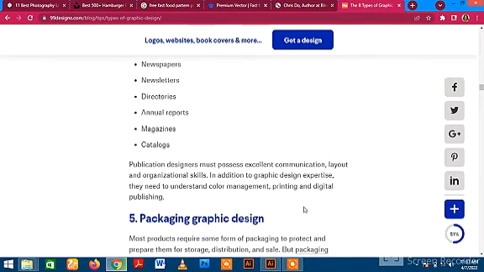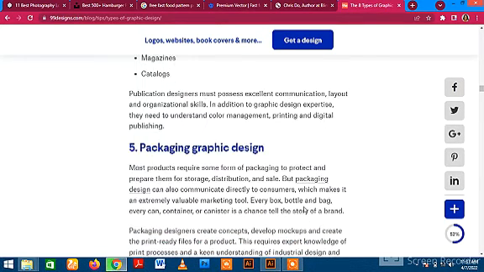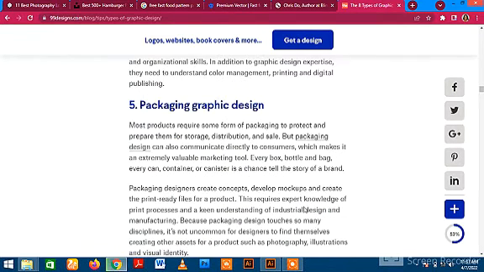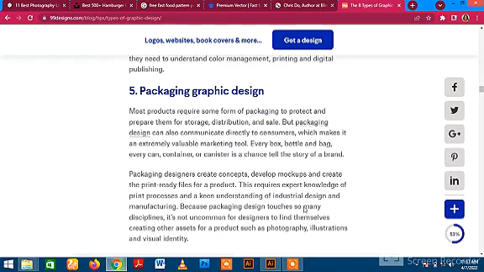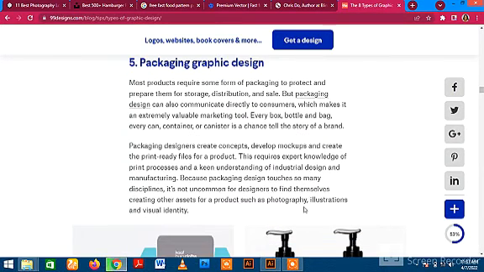One of my favorites, I have a lot of favorites here, is packaging graphic design. So what do you do as a packaging designer? You create concepts, mock-ups, and print-ready files for a product. Now I'm going to show some really beautiful and excellent packaging graphic designs that were done by really awesome people.